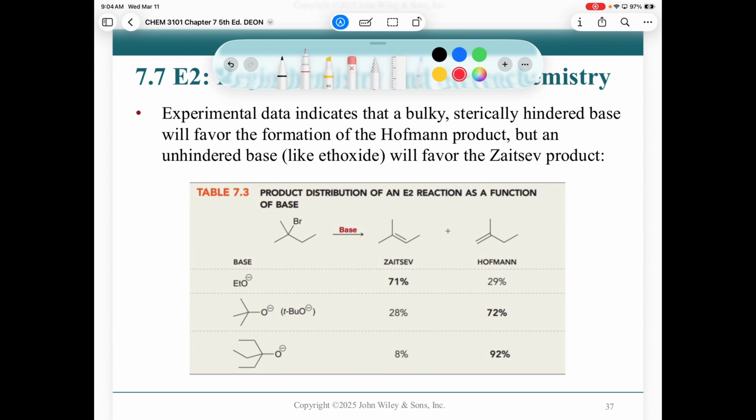If we have our ethoxide, this is what we've already seen. With ethoxide, you get mostly the Zaitsev product. But check this out. This is your tert-butoxide. This is that thing that I drew a few seconds ago. Look at this. Now you get the Hofmann product as the major product, right?